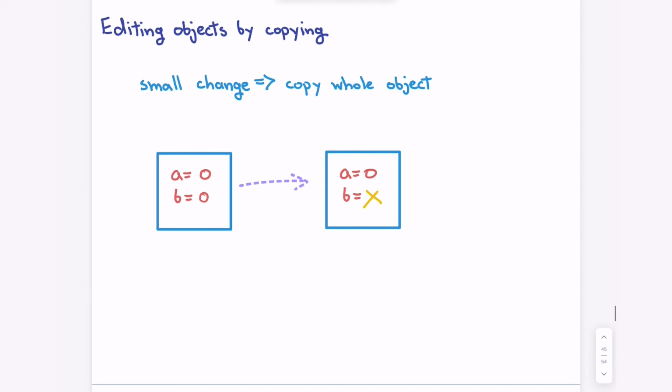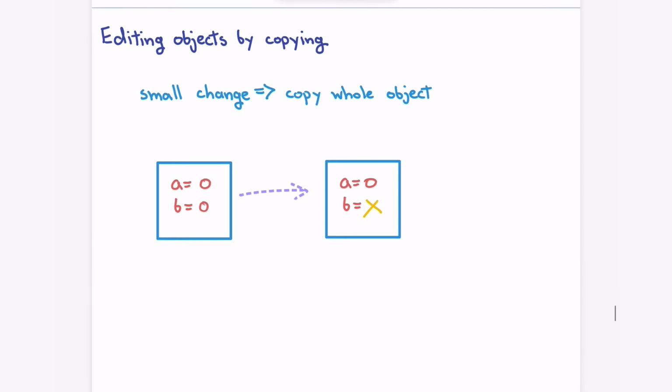So, another example. You might be thinking about when you edit an object. I have an object here with 2 fields, and I want to change B to something else. You'll have to make a new copy of the object with that field changed. Which seems not a big deal if the objects are small, but if the objects are big, that sucks because you have to copy a big object just to make a small change. Doesn't seem like a good idea.